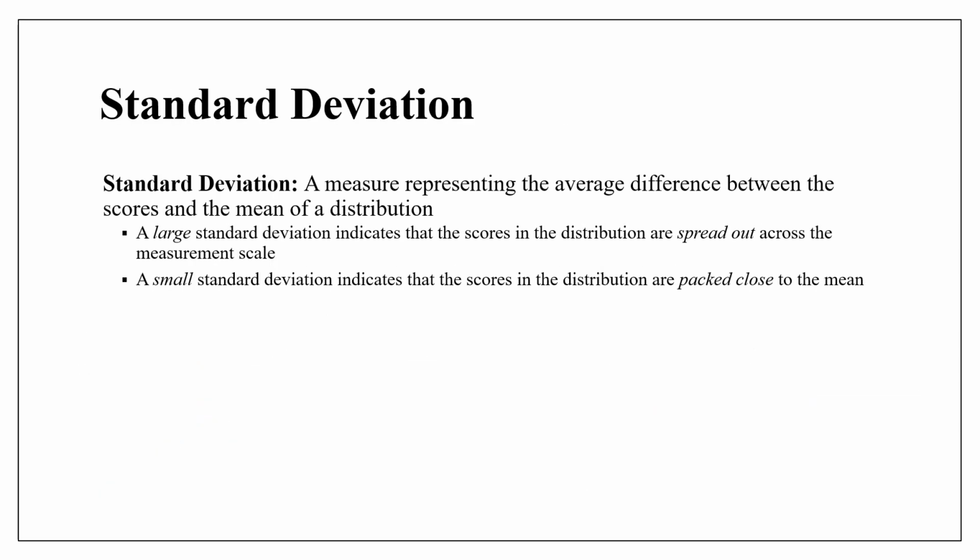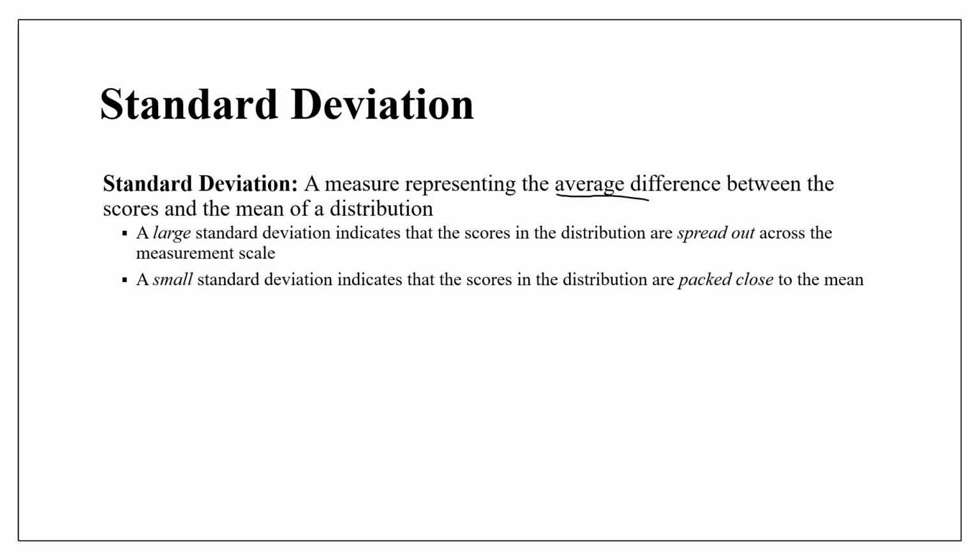So now we're moving on to a different concept, but very closely related, which is standard deviation. Standard deviation is a measure of variability that specifically is going to represent the average difference between the scores and the mean. So again, when we talked about the distributions, I said that the closer the scores are to the mean, the more representative the mean is to those scores. The farther away those scores are from the mean, the less representative it is going to be of those scores.